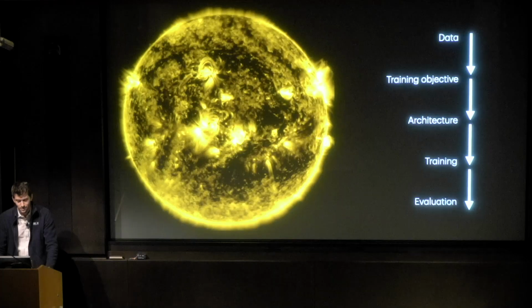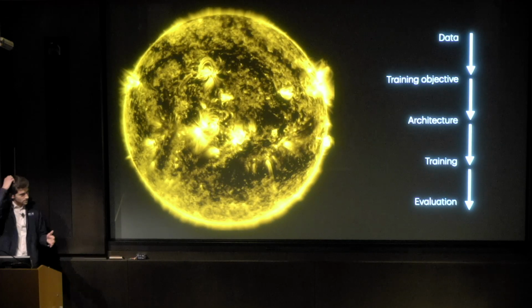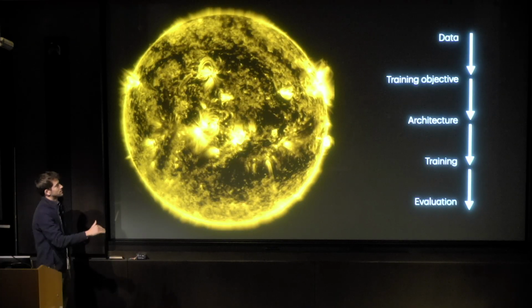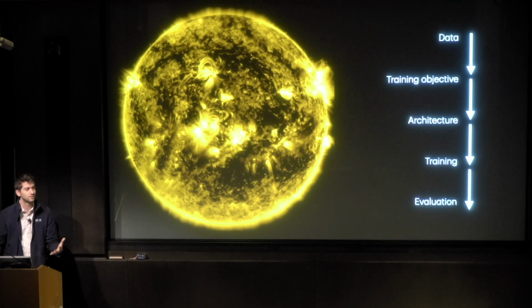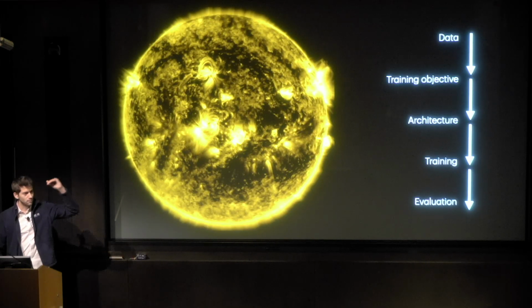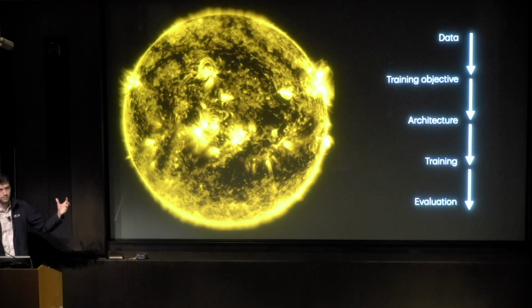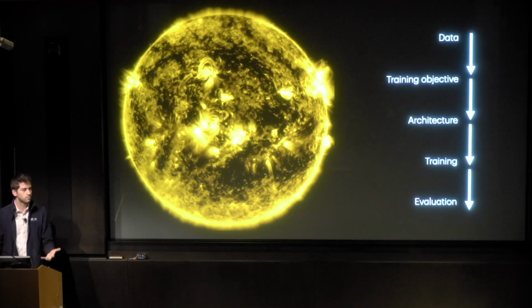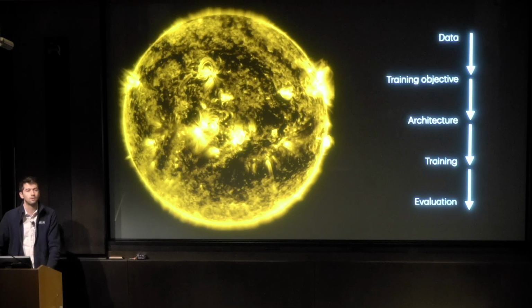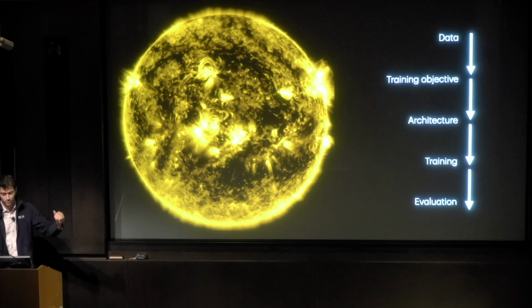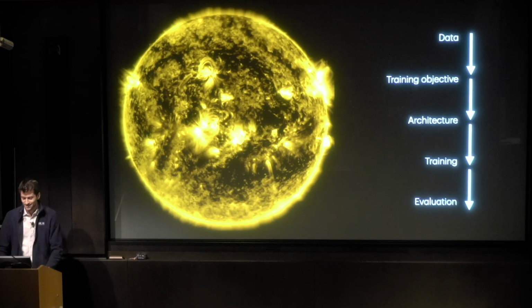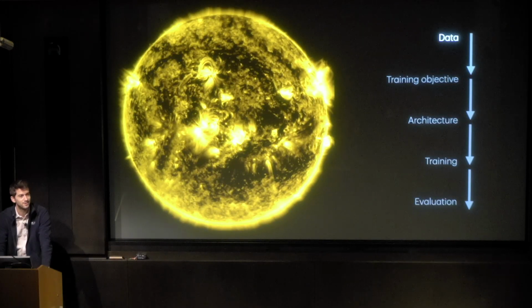All right, so the way we're going to proceed is I have these different steps that I think are important when you want to build a project in deep learning for tackling your scientific problem. And we're going to follow them. And every time I'm going to mention what we did on the sun to then try to give you some principles that are applicable to other projects. So data, training objective, architecture, training, evaluation. That's the agenda. So first of all, the data.